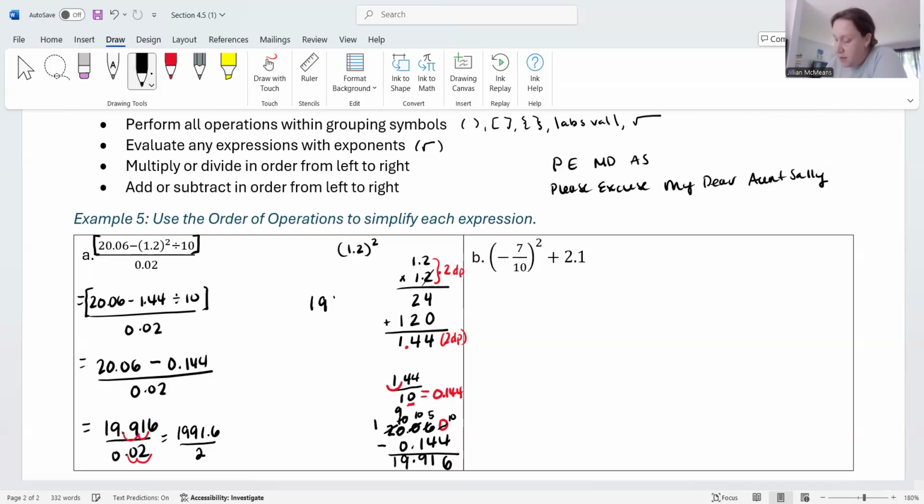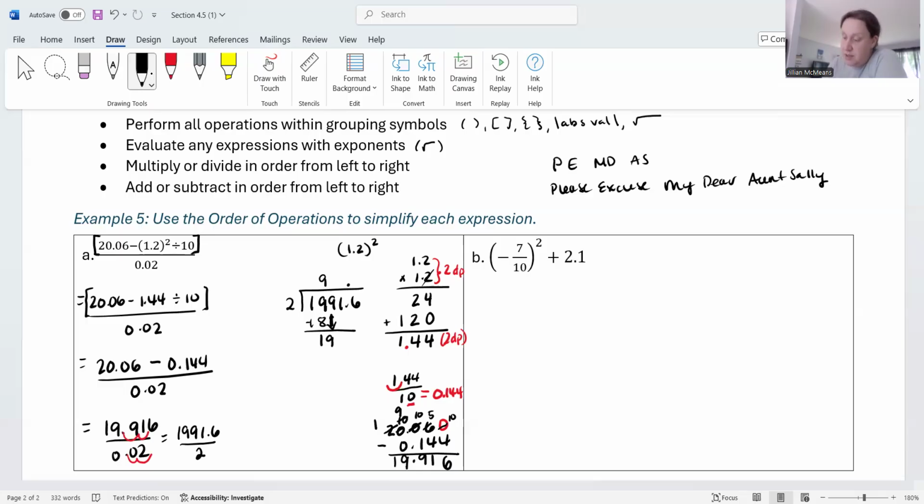So I've got 1,991.6 divided by 2. Don't forget to bring your decimal up into your answer and then just divide like always. So 2 won't go into 1, but it will go into 19 9 times. So 9 times 2 is 18. Subtract, I get a 1. Drop down the next digit in line, which is a 9.